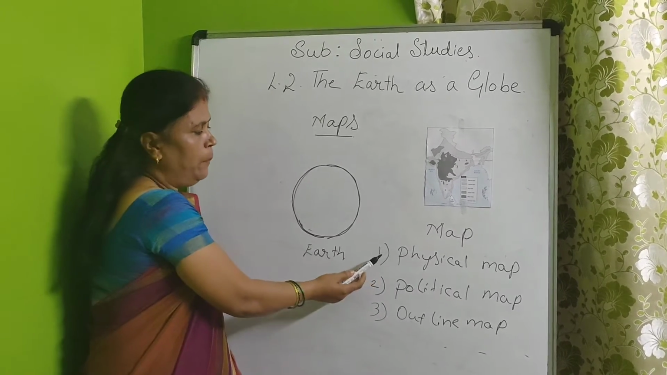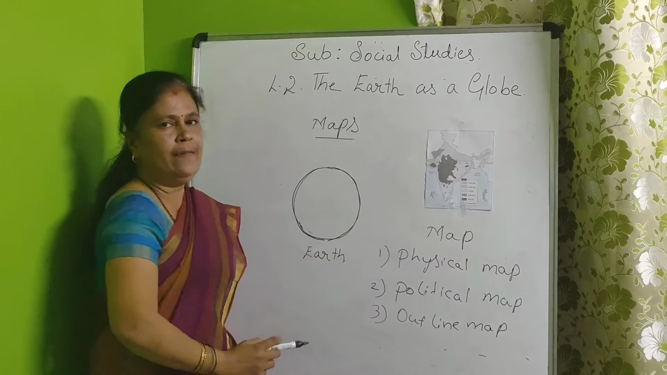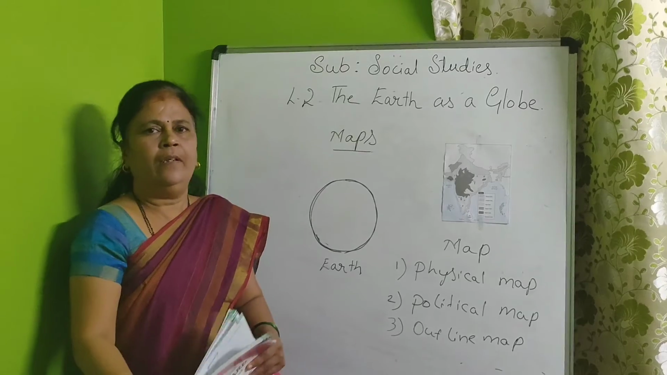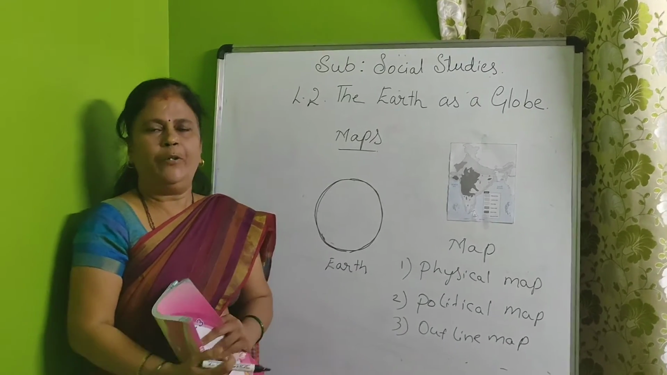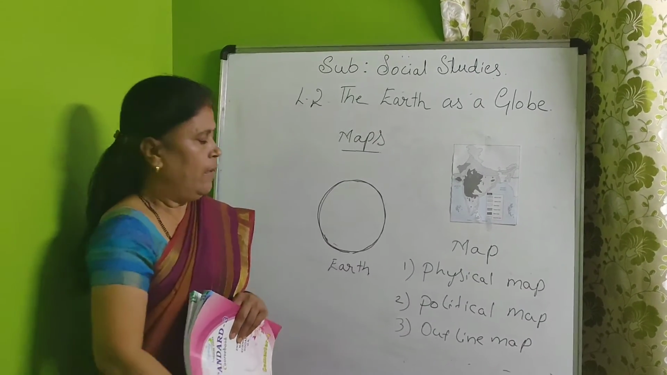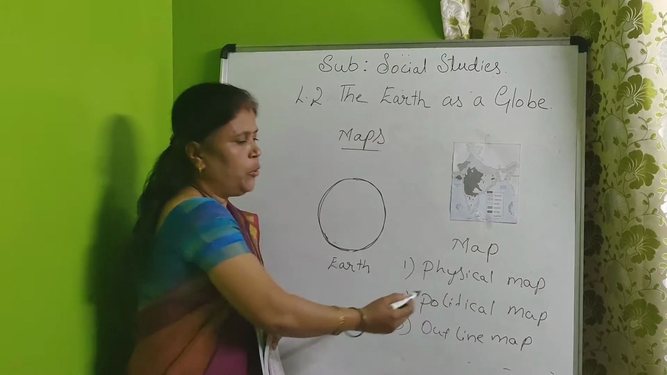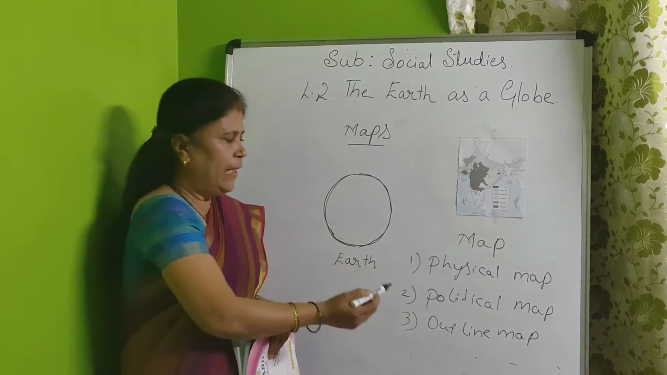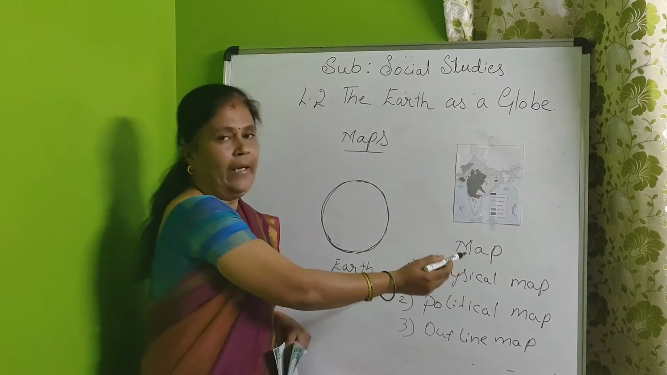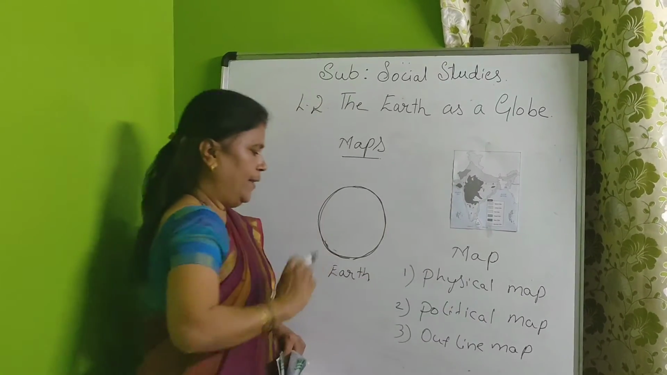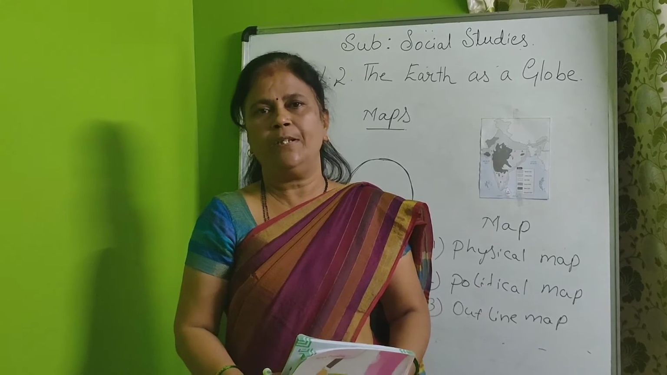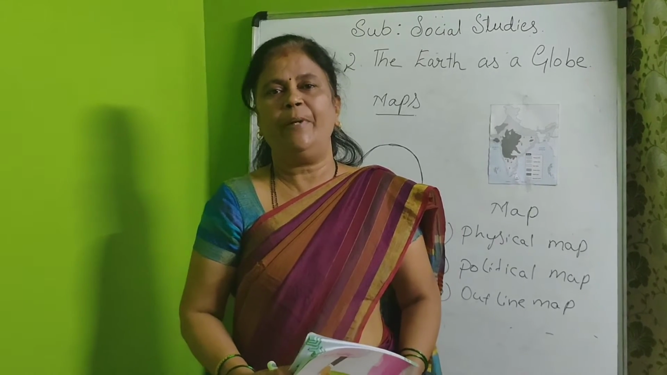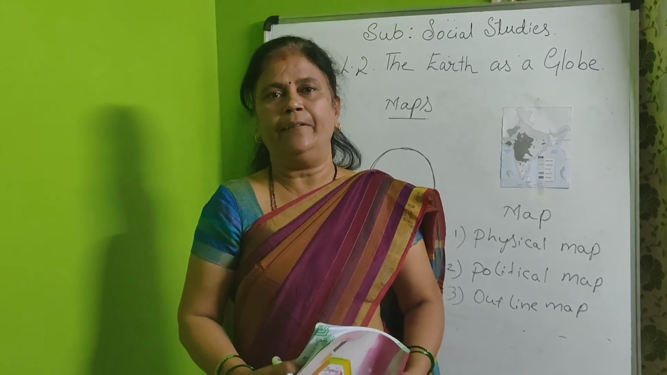The physical map shows the physical divisions like oceans, deserts, plains, plateaus, mountains, etc. Whereas the political map shows the countries, their capital cities and the places and the continents, etc. The book of maps is called an atlas. There are many kinds of maps in it.